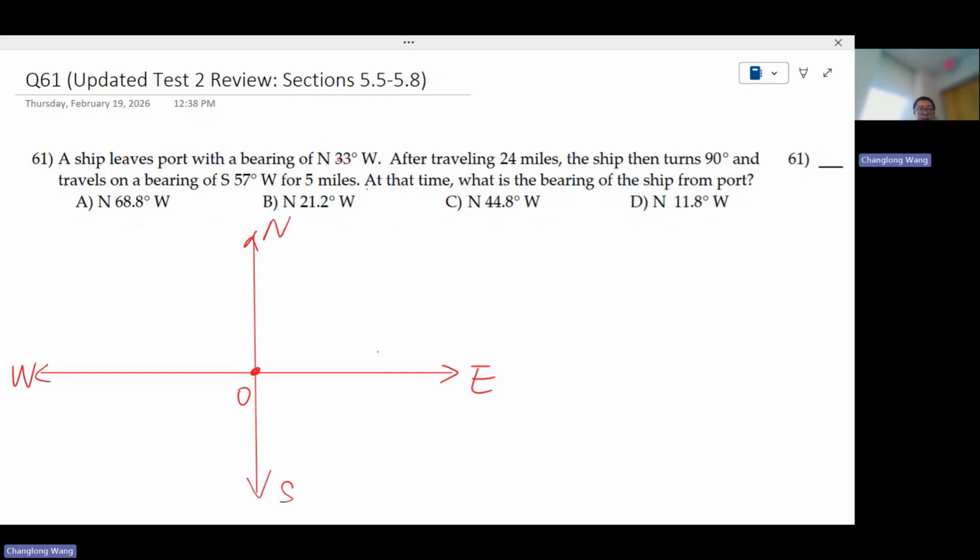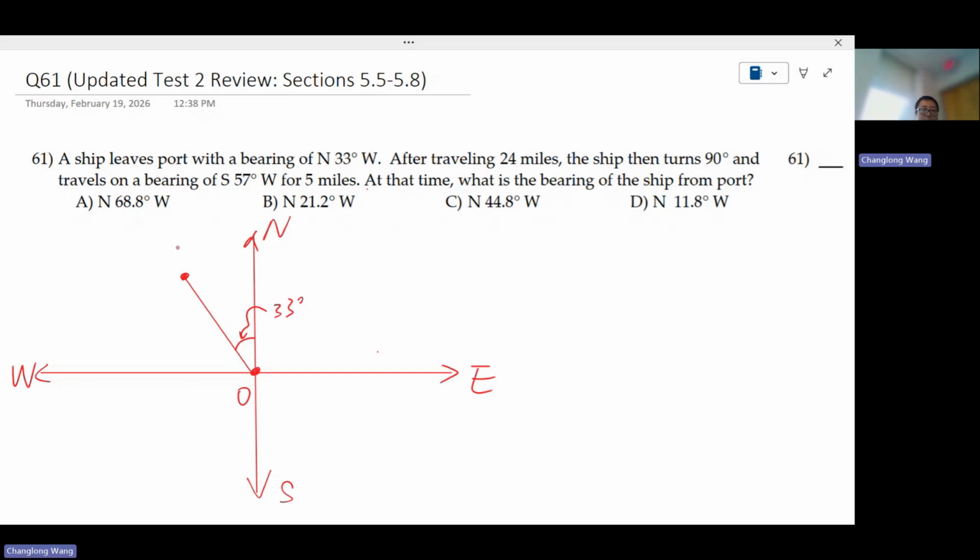The way you read the bearing is to find the reference direction, the one you're going to start with. So it's either going to be north or south. In this case, we're going to go along this direction. It started from the north, goes to the west, by turning through 33°. This angle here is 33°.